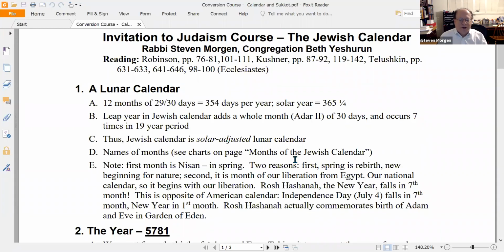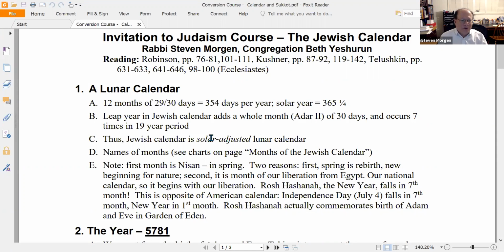And when we throw in an extra month, the last month of the Jewish calendar, we have different names for the months. So the last month in the Jewish calendar is Adar, and we're not very creative. So when we have a leap year, we just call the second month, the extra month, Adar 2. So you have Adar 1 and Adar 2 in a leap year.